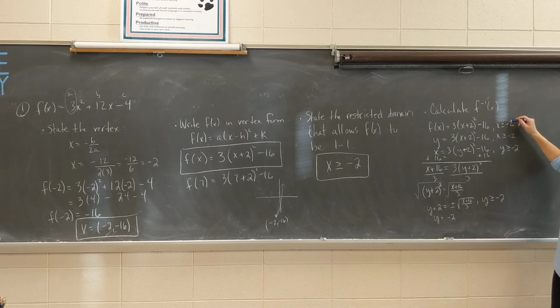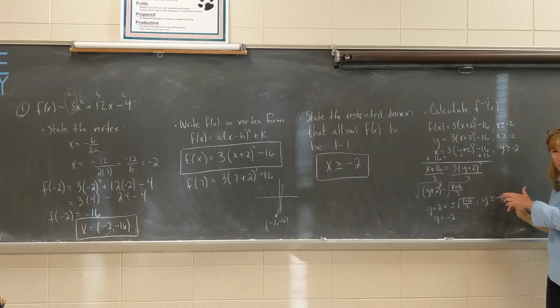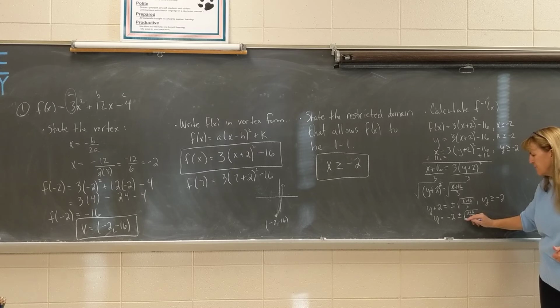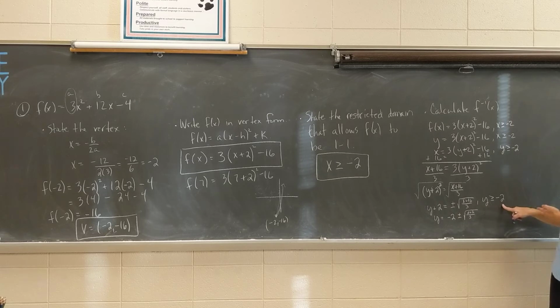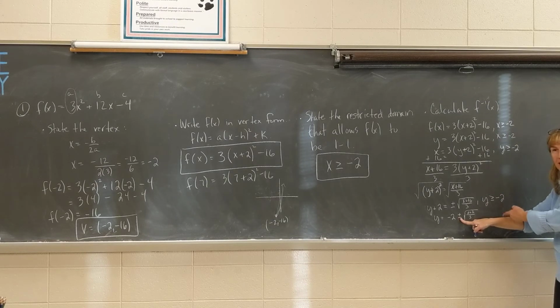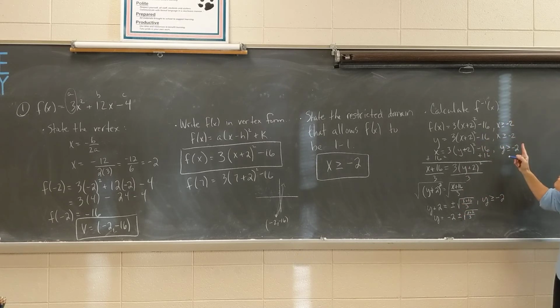So yes, the domain of the original f of x function becomes the range of the inverse function. Perfect, nice comment. So if this says plus or minus the square root of (x plus 16) over 3, isn't it true that if I do negative 2 minus, I'm going less than negative 2? But I'm supposed to be getting greater than or equal to negative 2. My y value has to be greater than or equal to negative 2.